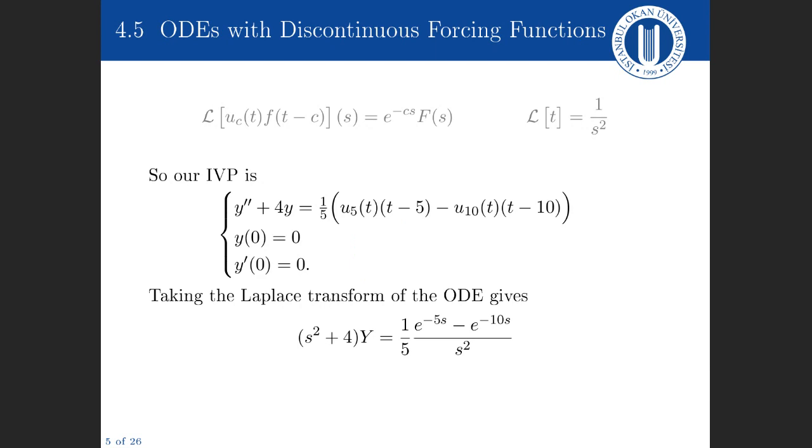If we take the Laplace transform of this differential equation, and we put the initial conditions as 0, on the left, we have (s squared plus 4) capital Y. And on the right, 1/5 (e to the power of minus 5s, minus e to the power of minus 10s), divided by s squared. Rearrange this, divide both sides by s squared plus 4. We get 1/5 (e to the power of minus 5s, minus e to the power of minus 10s), divided by s squared times (s squared plus 4). We need to find the inverse Laplace transform of capital Y.